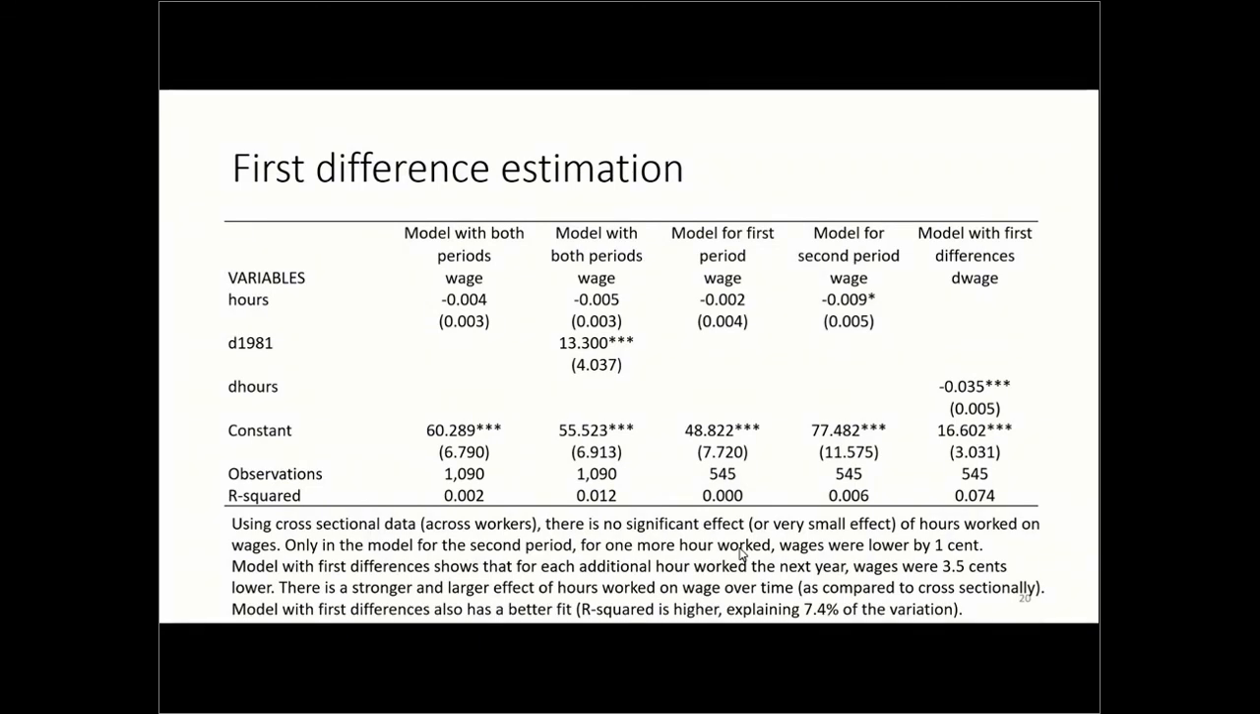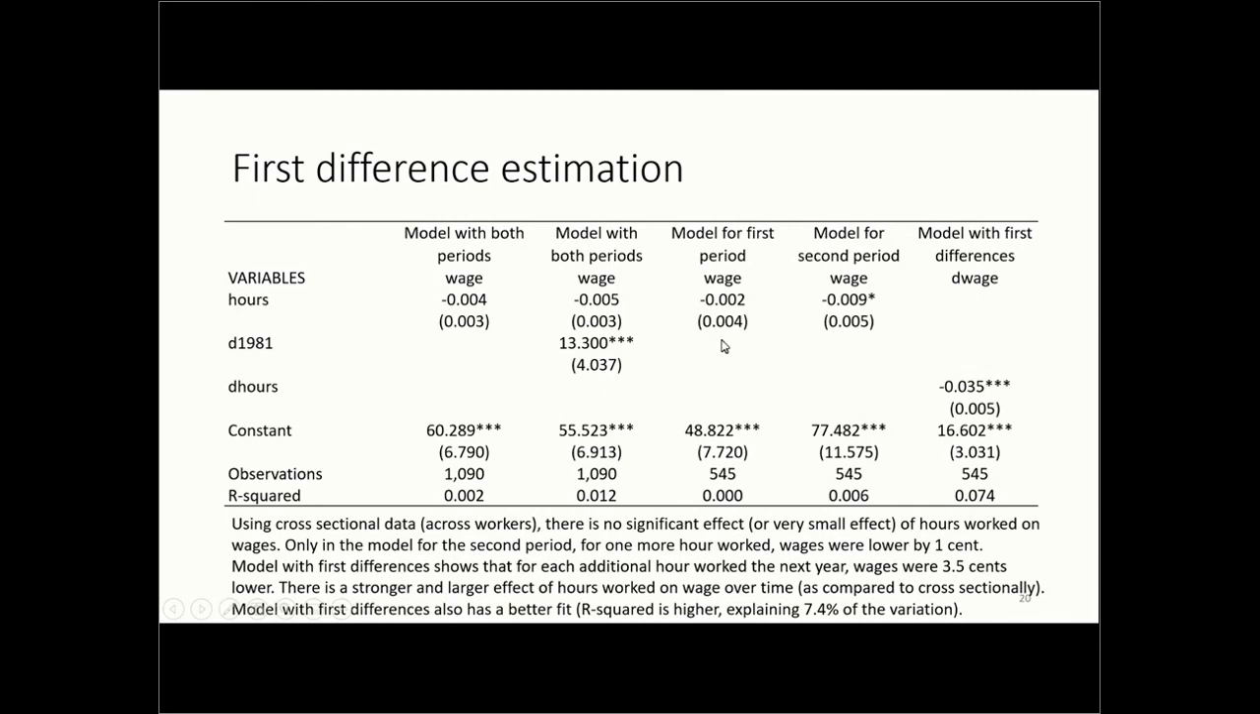So let me show you all of these variations of models that we have here. Here we have a model that has both periods in it. So here we are ignoring that we have panel data. And here we have wage regressed on hours, and that's the coefficient that we have here. And here we have wage regressed on hours as well as a dummy variable for the second period, and that's this coefficient here.